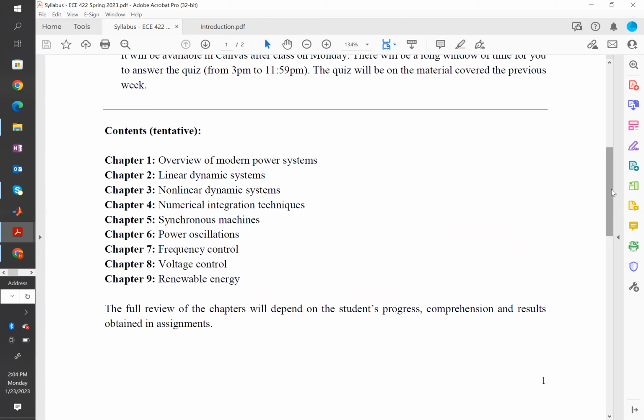So we will talk about linear systems, something that you studied in signals, but then we will discuss how these aspects of linear systems can be applied to nonlinear systems. Why nonlinear systems? Because the power system is nonlinear, and we need to know how to handle that issue. Then we will talk about numerical integration techniques. Basically, all the models we're going to consider to represent the dynamic behavior of the system involve differential equations. So how do we solve differential equations? We will discuss numerical integration techniques.